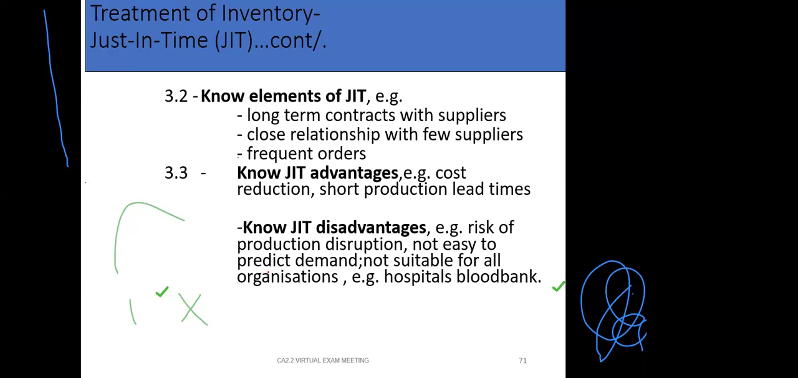Okay. Also, it's not suitable for all organizations. For example, hospital blood banks. So for hospitals, it is better to have a traditional economic order system because, you know, when there is a bad accident, you can't start asking for blood. We can't go out to look for blood.